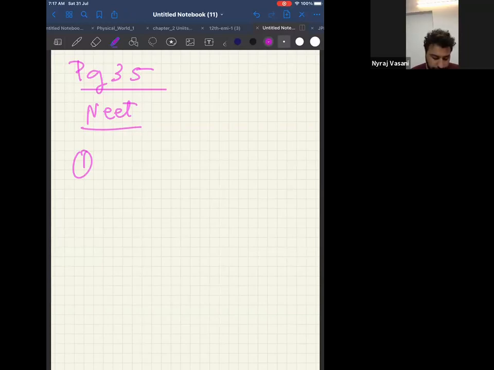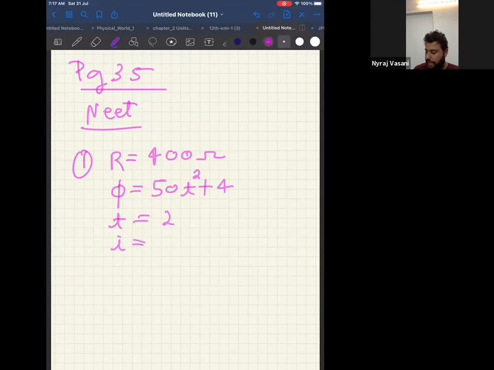Okay, the question is: a coil of resistance 400 ohm, that means the resistance of the coil is 400 ohm, is placed in a magnetic field. If the magnetic flux linked with the coil varies with time as 50 t square plus 4, what is the current at t equal to 2 seconds?